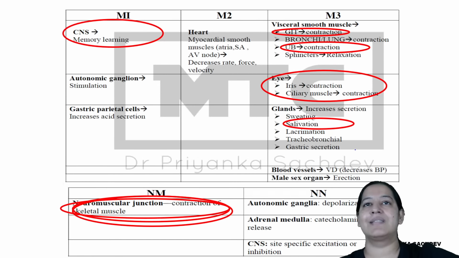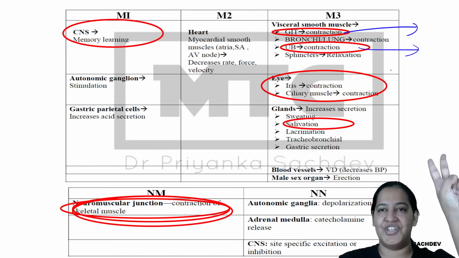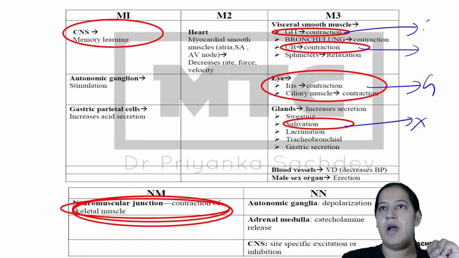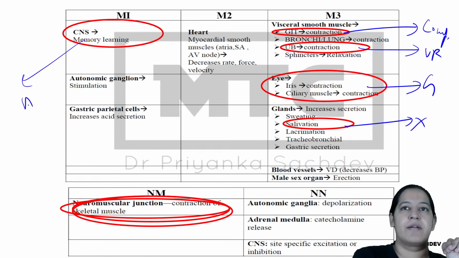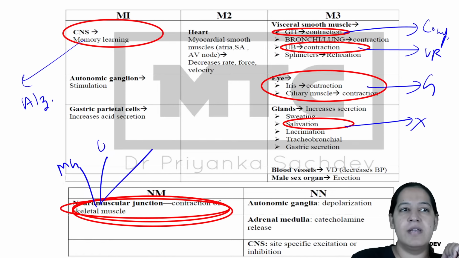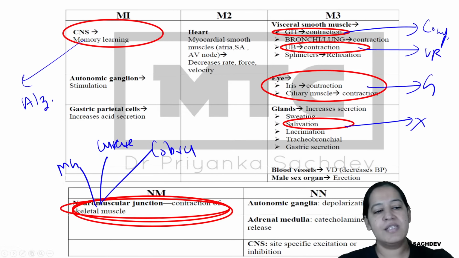So 9 uses, 9 circles. Who will tell me? Number 1, constipation. Number 2, urinary retention. Number 3, glaucoma. Number 4, xerostomia. Glaucoma, xerostomia, constipation, urinary retention. Number 5, Alzheimer. 6, 7, 8, 3 more. One is myasthenia gravis. One is Curare, to reverse the Curare, decurarization, and next is cobra bite. So these are the 8 uses.